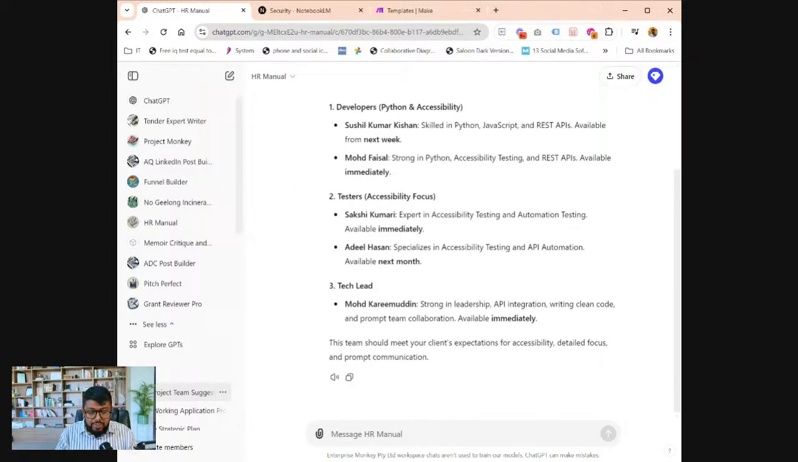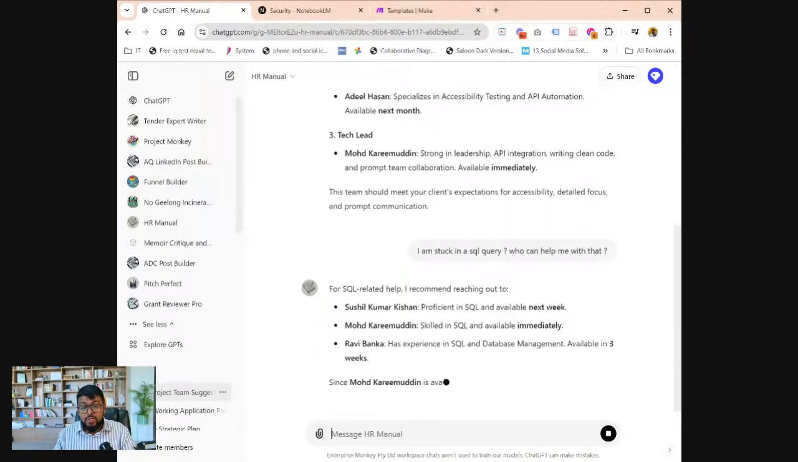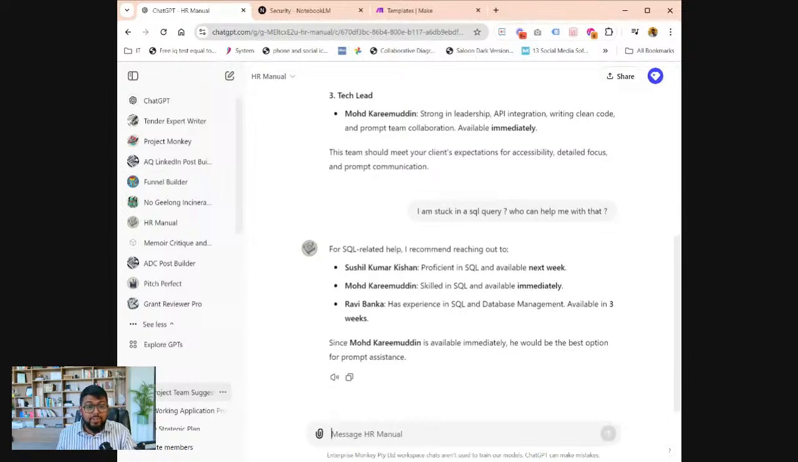Another use case could be, I am stuck in a SQL query. Who can help me with that? And that is a tool for developers, which, if you're stuck with something, you can just say, I'm stuck in this, I need help with this. And it can actually provide you the people who have experience in that particular thing and provide you the right response.